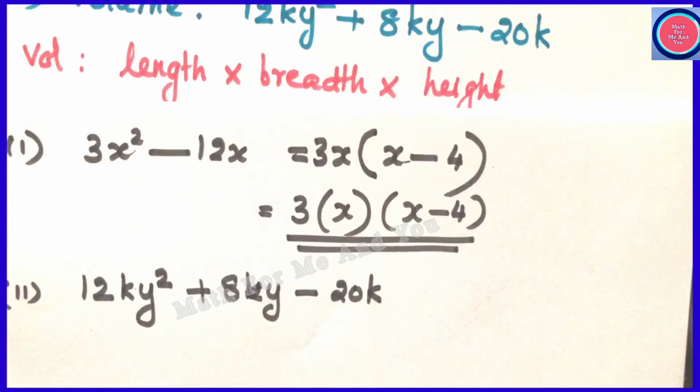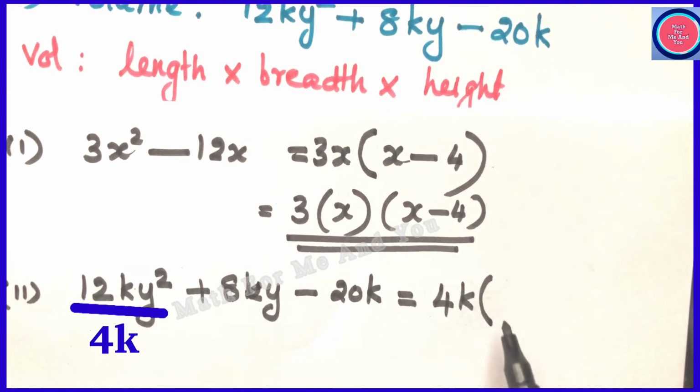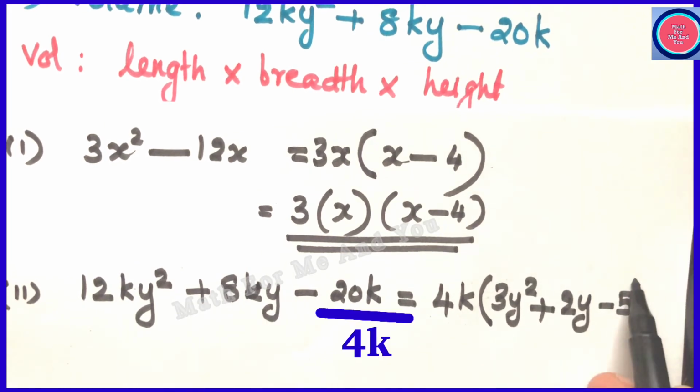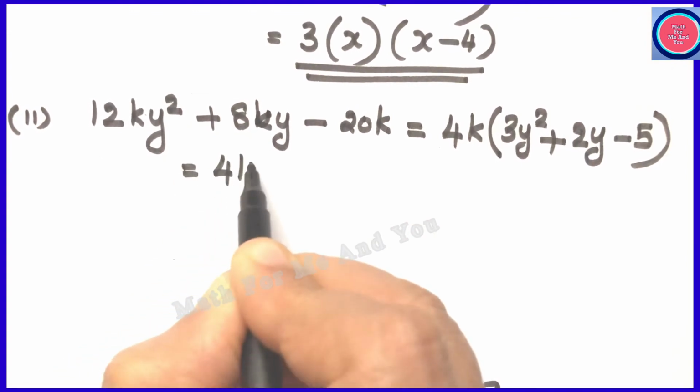Next is part 2. The given volume is 12ky square plus 8ky minus 20k. We have to find out what are the dimensions for its length, breadth and height. This is a quadratic polynomial. First of all, we can take the common factor outside, and that is 4k. 12ky square divided by 4k is 3y square, plus 8ky divided by 4k is 2y, minus 20k divided by 4k is minus 5, which is equal to 4k times 3y square plus 2y minus 5.